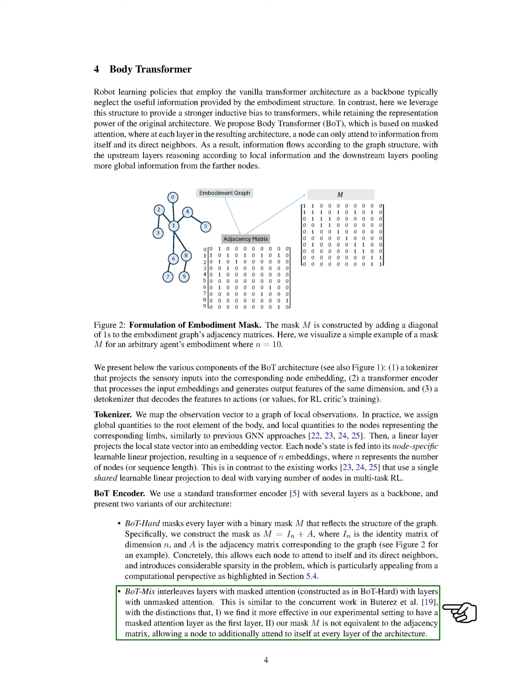For the BOT encoder, we utilize a standard transformer encoder with multiple layers and present two variations: BOT hard, which applies a binary mask reflecting the graph structure, allowing nodes to attend to themselves and their neighbors, and BOT mix, which alternates between masked and unmasked attention layers. This approach is effective in our experiments, particularly with the first layer being masked, and our mask allows nodes to always attend to themselves.